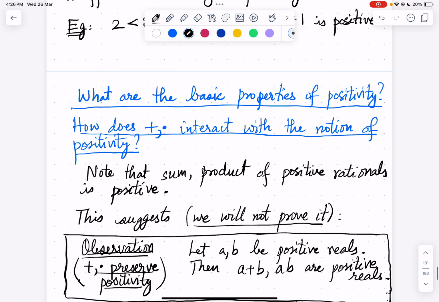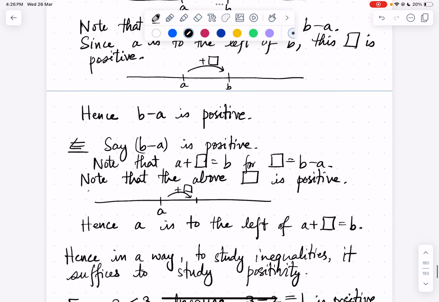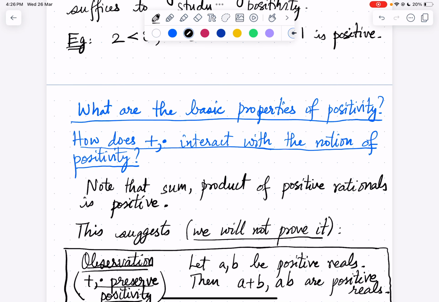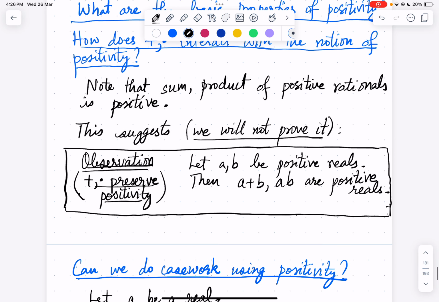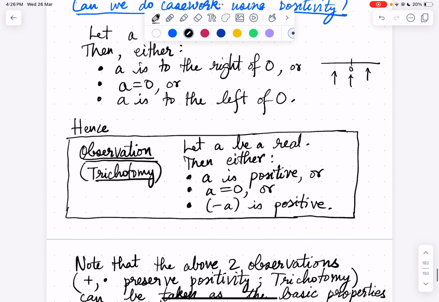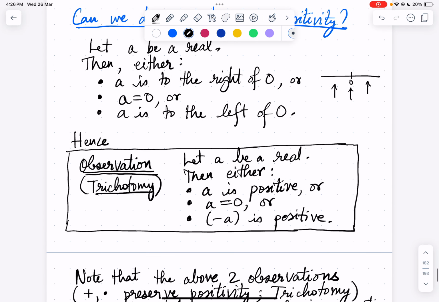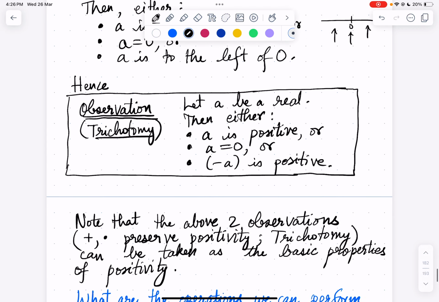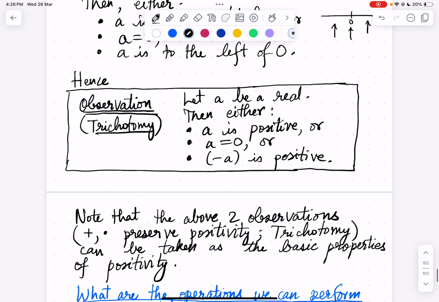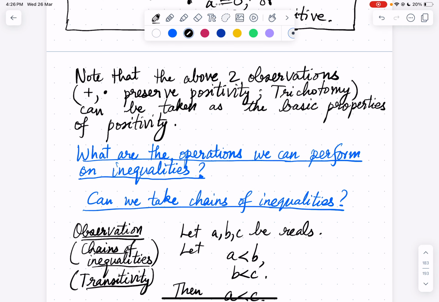Hence, if we are asking to study inequalities, it suffices to study positivity, so to speak. So we are asking what are the basic properties of positivity. We found out that addition and multiplication preserve positivity, and we have trichotomy: every real A is either positive or 0 or such that minus A is positive. These two properties, addition and multiplication preserving positivity, and trichotomy, are considered the basic properties of positivity.